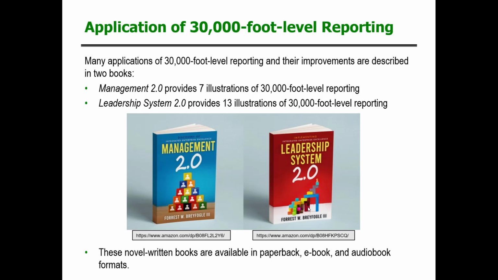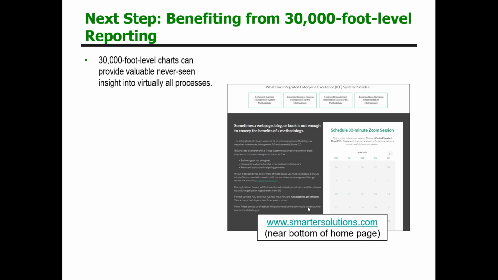Many applications of 30,000 foot level reporting and improvements are described in my 2 books here, which were published in the fall of 2020. Management 2.0 provides 7 illustrations of 30,000 foot level reporting. Leadership System 2.0 provides 13 illustrations. These novel written books are available in paperback, ebook, and audiobook formats, and they provide much more than just 30,000 foot level reporting. It pulls together a whole system for organizations.